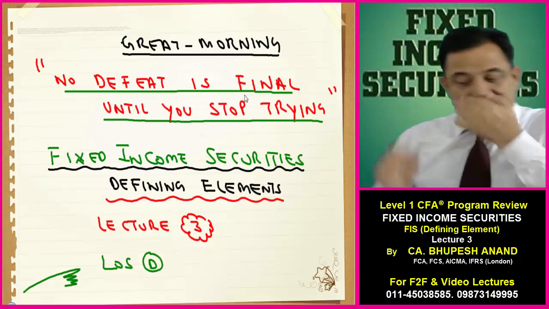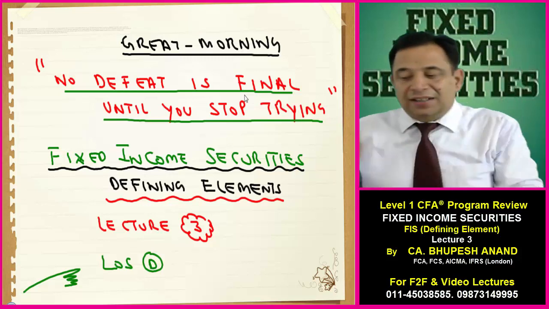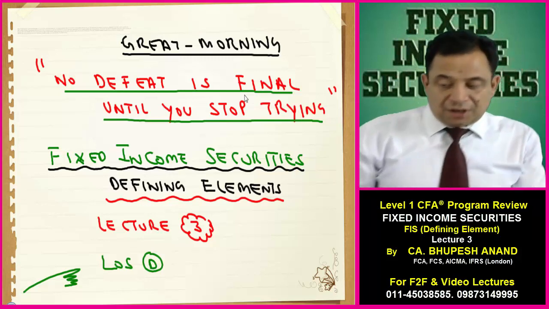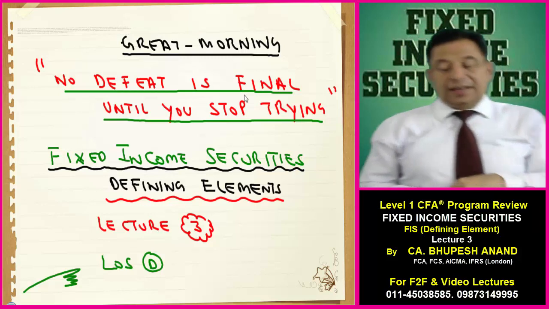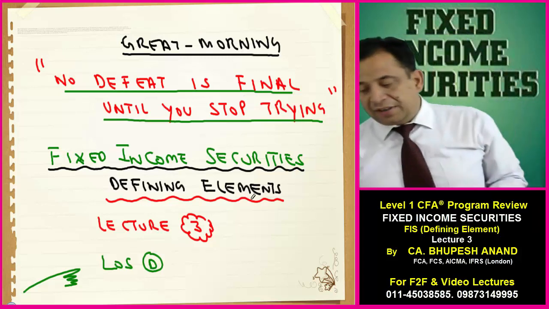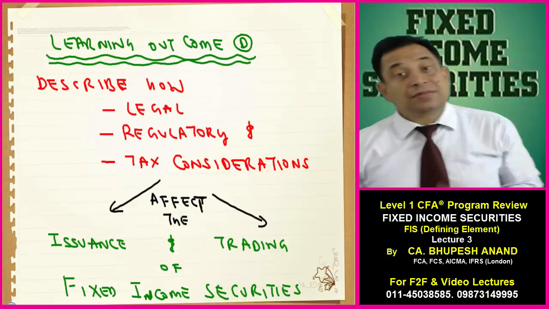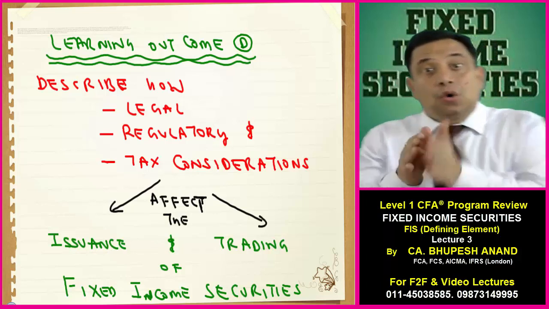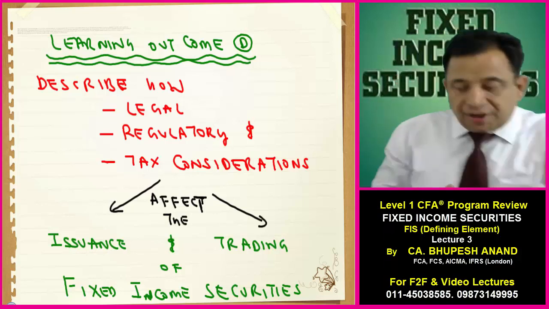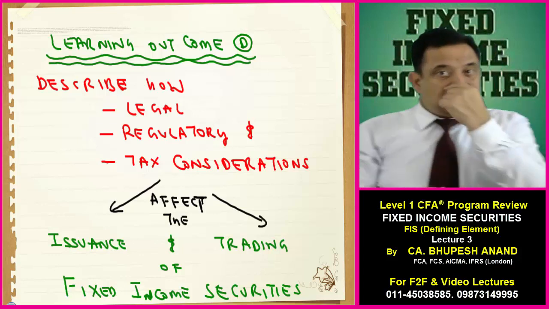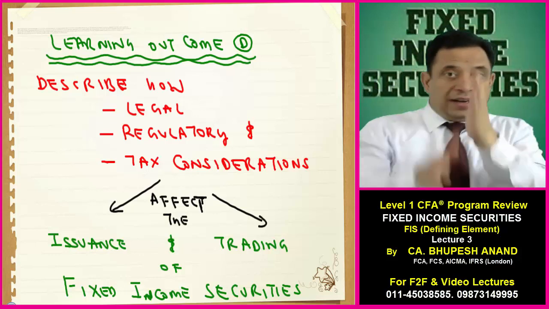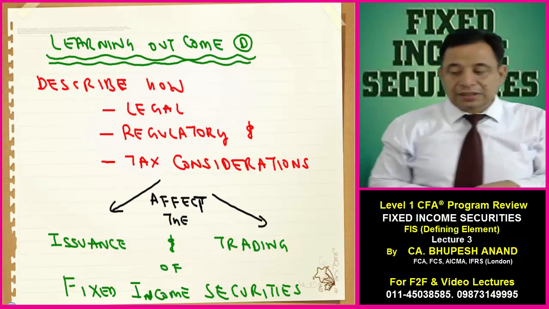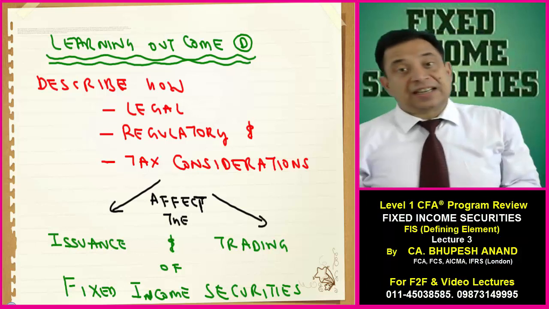Before that, I have written a quotation: no defeat is final until you stop trying. It means no defeat is final. Fixed income securities defining elements. We are doing this reading, lecture number 3, and today we will be starting with learning outcome number D. The name of that learning outcome is: describe how legal, regulatory and tax considerations affect the issuance and trading of fixed income securities.